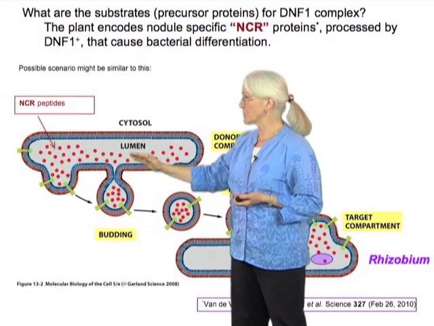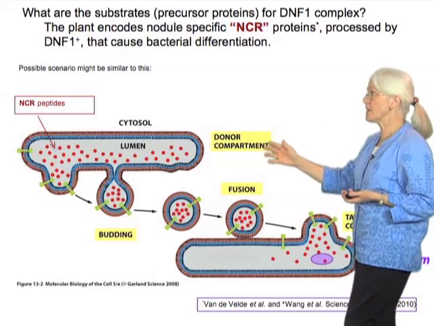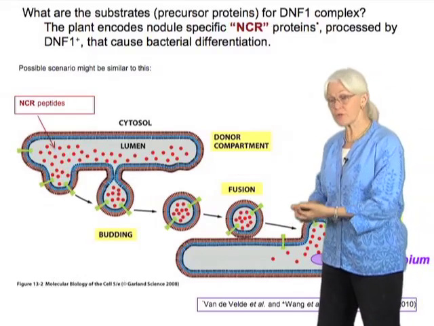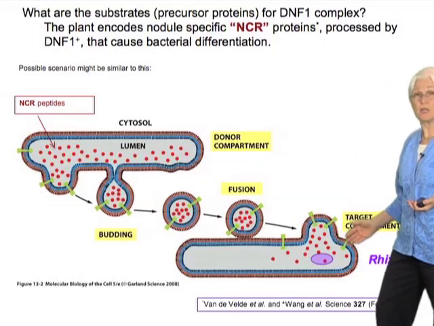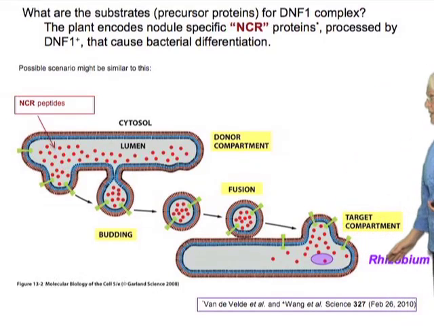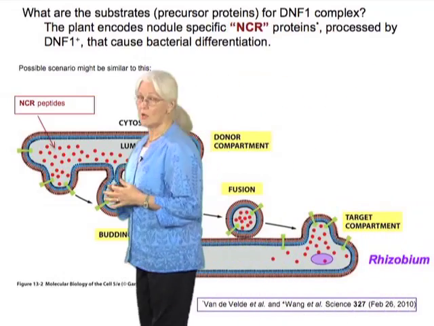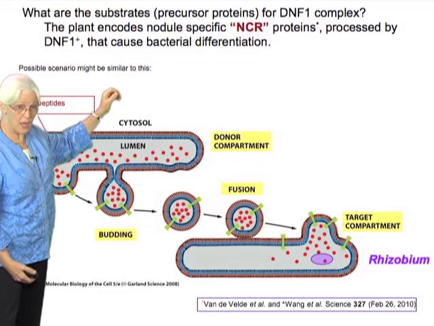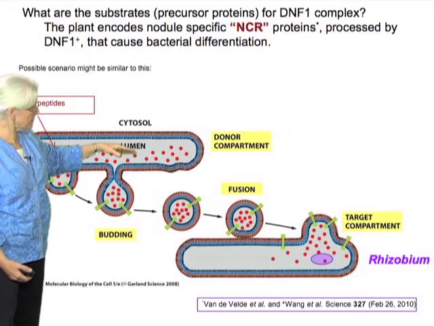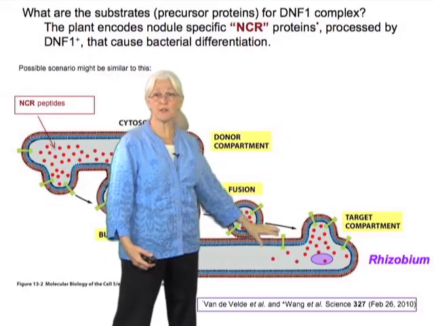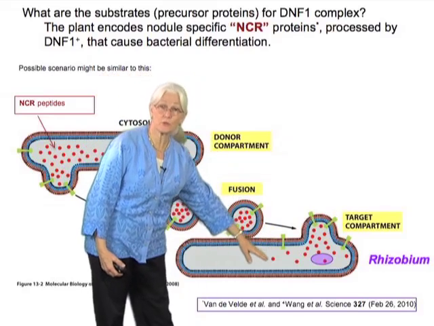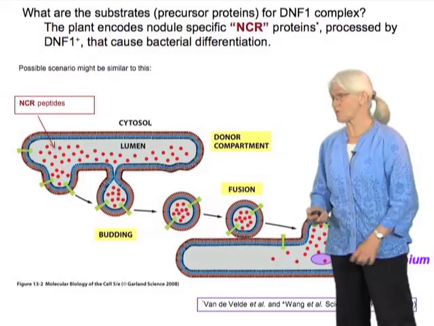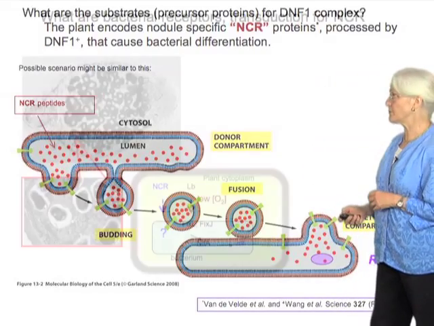Therefore, what we can envision is that the lumen of the endoplasmic reticulum, as a donor compartment, is going to be full of these NCR peptides after they're processed, and these may be then delivered to a target compartment. We might envision that as having the rhizobium. So once again, what we can consider here is that we've got NCR proteins from the plant being processed into the endoplasmic reticulum, put into vesicles, and then delivered into a compartment where they actually go into the rhizobium and cause those rhizobium to differentiate. This model can be tested in a number of ways, and those are underway at present.